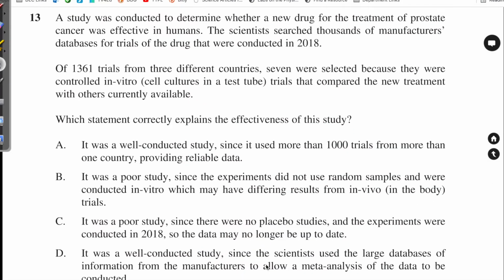Question 13 is a question that about half the candidature actually got reasonably well. It's also a question that's quite dense in its words, so it might take you a little bit to get through. Now let's have a look at what the main points are. So a study, we're looking at whether a new drug is effective in humans. They searched thousands of manufacturers' databases for trials. So it's looking back at the trials that were done.